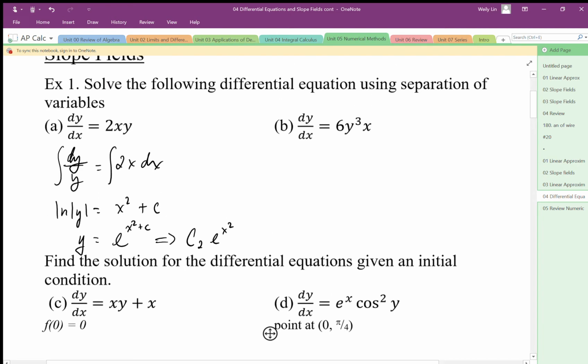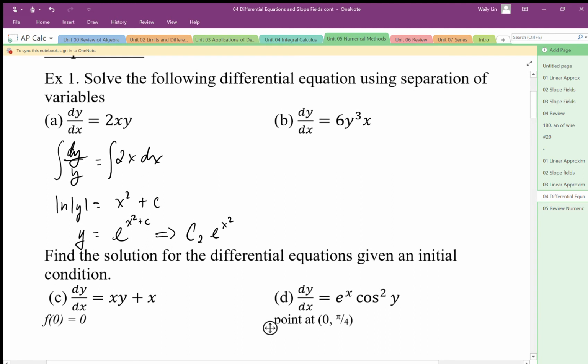For this one here, again, we can separate out the variables. The 6 can go with the x or the y. I'm just going to leave it with the x. So I get 6x dx. Separate my variables. Integrate both sides. I get y to the negative 2 divided by negative 2. This is going to end up being, what is it? It's going to be 3x squared plus c.